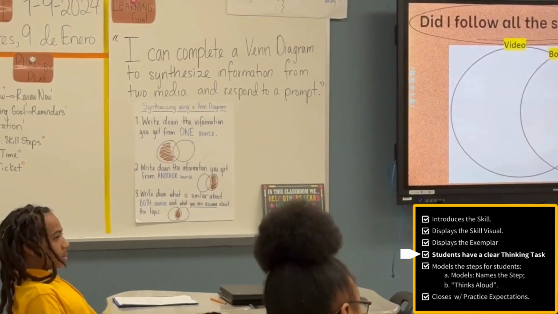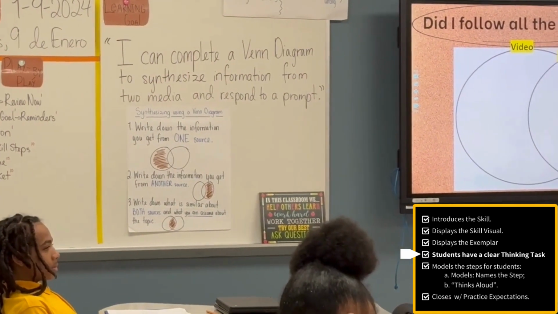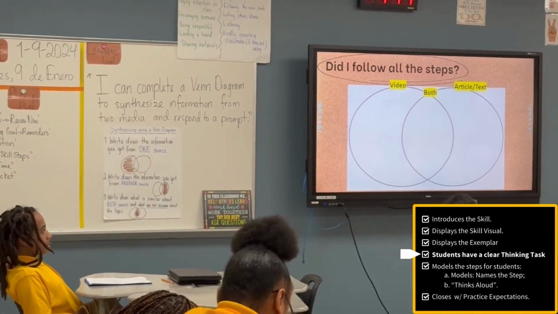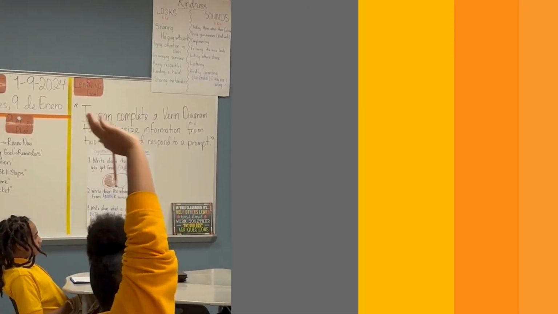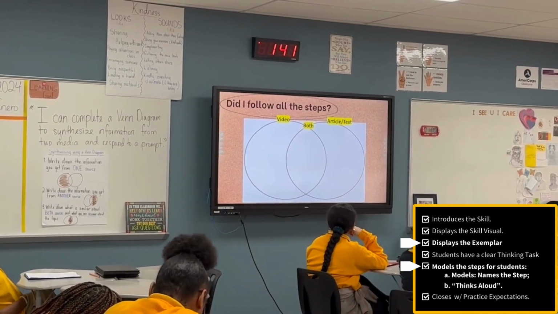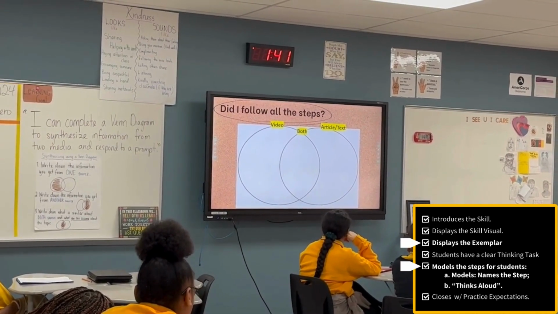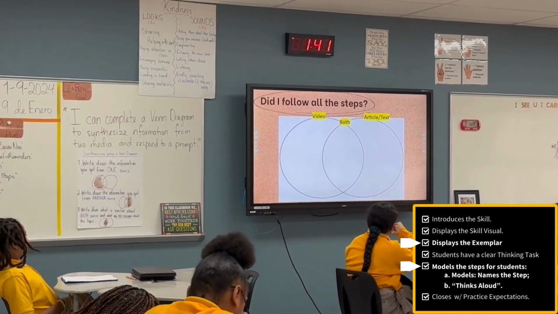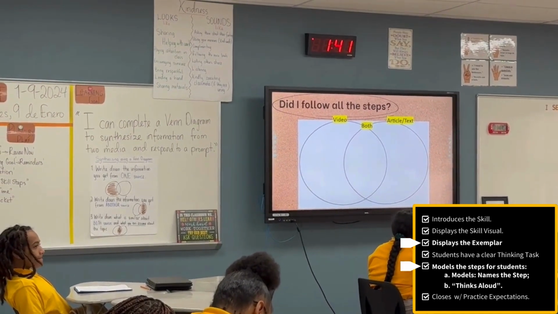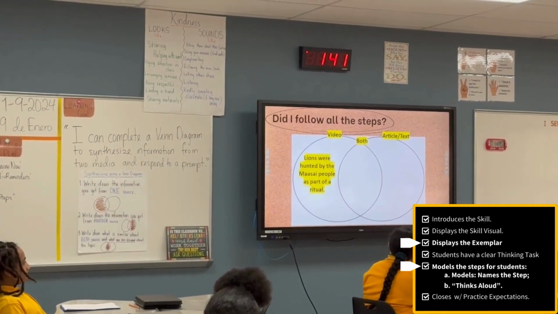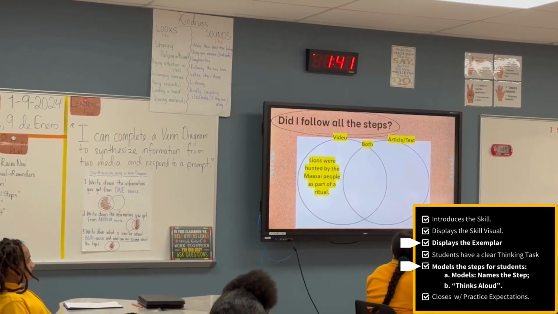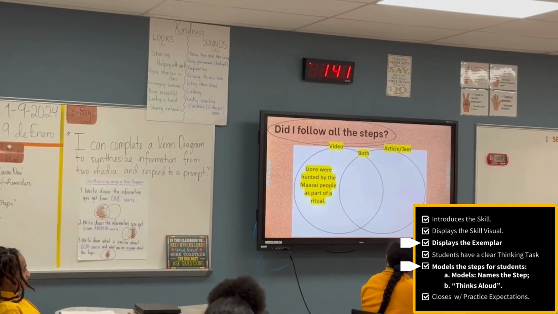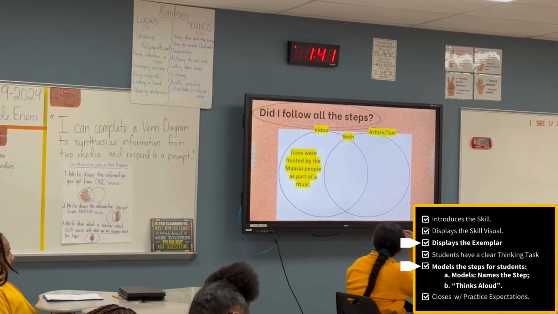All right. So now I'm going to go through those steps. I want y'all to follow along and think, did I follow all the steps? So pay attention to those 3 steps. Starting with my first step, I'm supposed to write down the information I get from one source. So I'm going to start with the information I got from the video. I watched the video yesterday, and I remember that in the video, it talks about how lions were hunted by the Maasai people as part of a ritual. All right, so that's my piece of information from my first source.